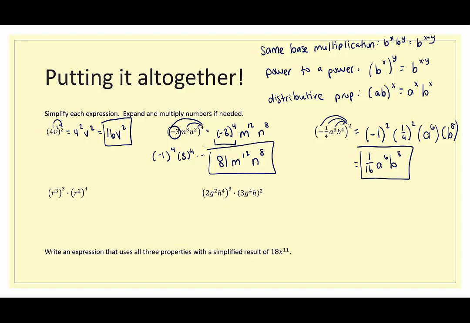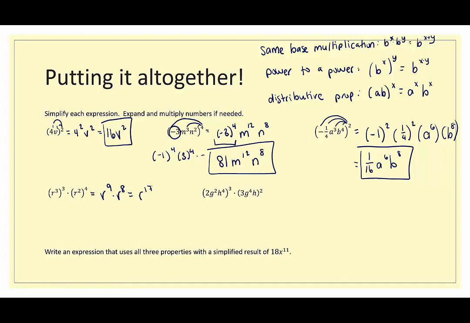Okay, 2 left. r cubed times r squared to the 4th. Okay, so r cubed, that's power to a power. That's going to be r to the 3 times 3, which is 9. r squared to the 4th would be 2 times 4, 8. Now we have same base multiplication. This is where we add the exponents and we get r to the 17th.